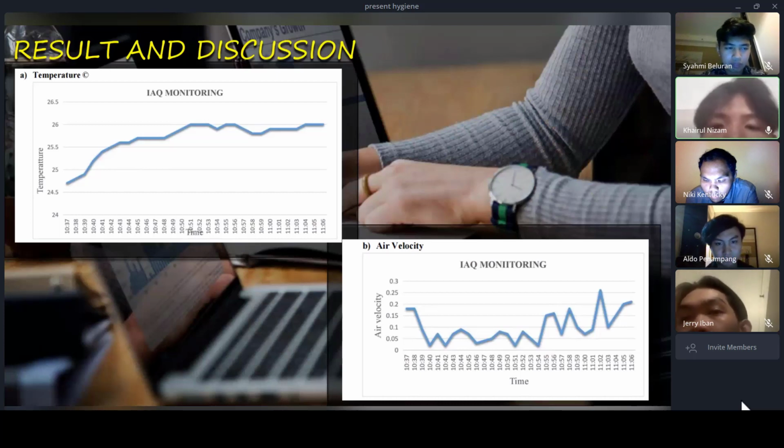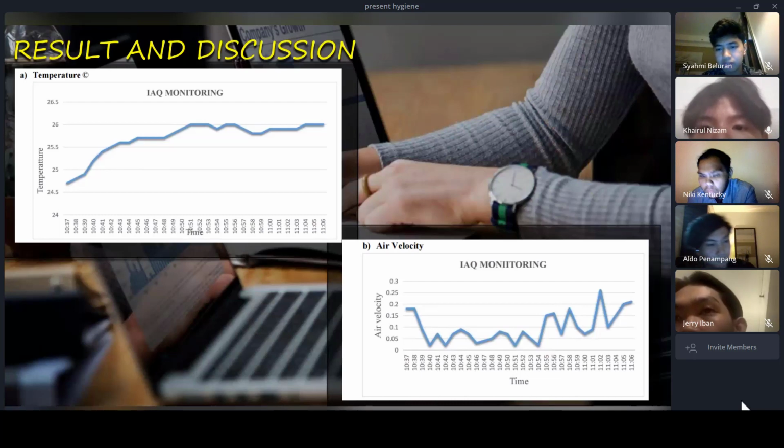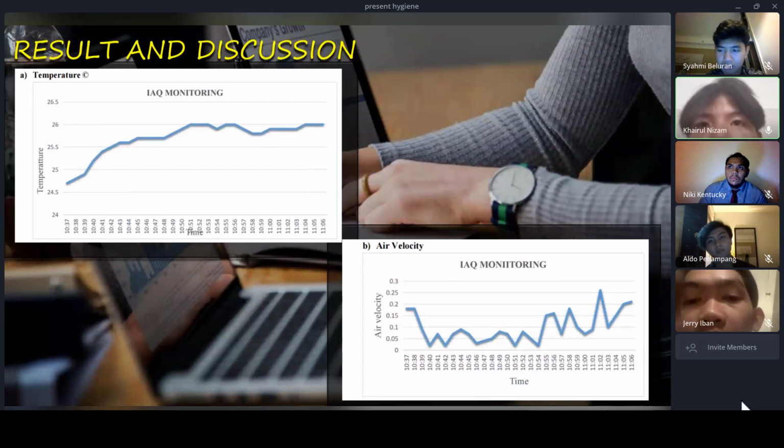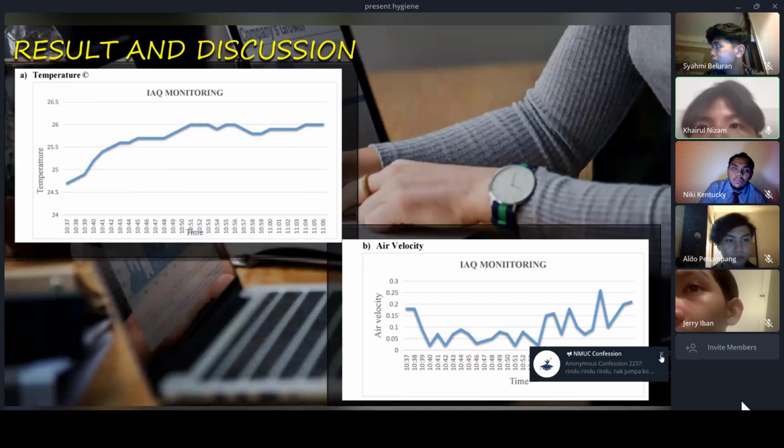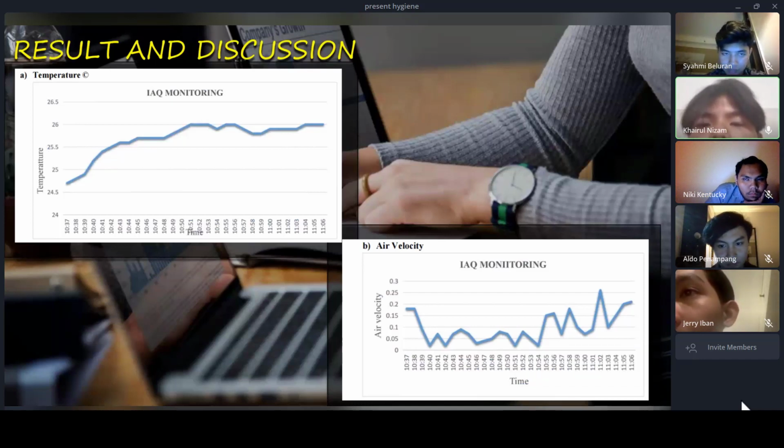The next one is air velocity. The air velocity remains stable. This is because the range is between 0.18 to 0.21. It shows that the air velocity at the STAAR office is relatively maintained. However, most of the sample readings are above the acceptable limit of 0.15 m/s.